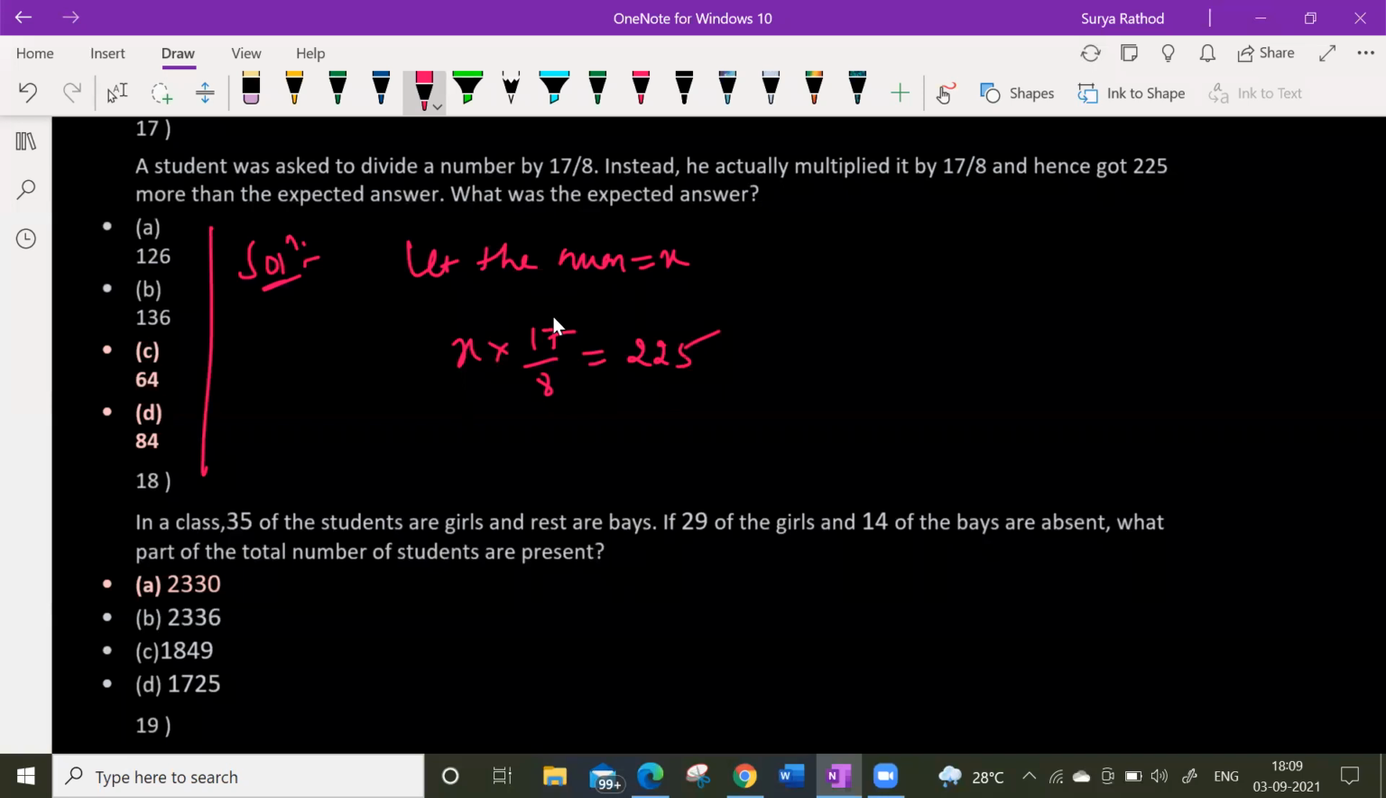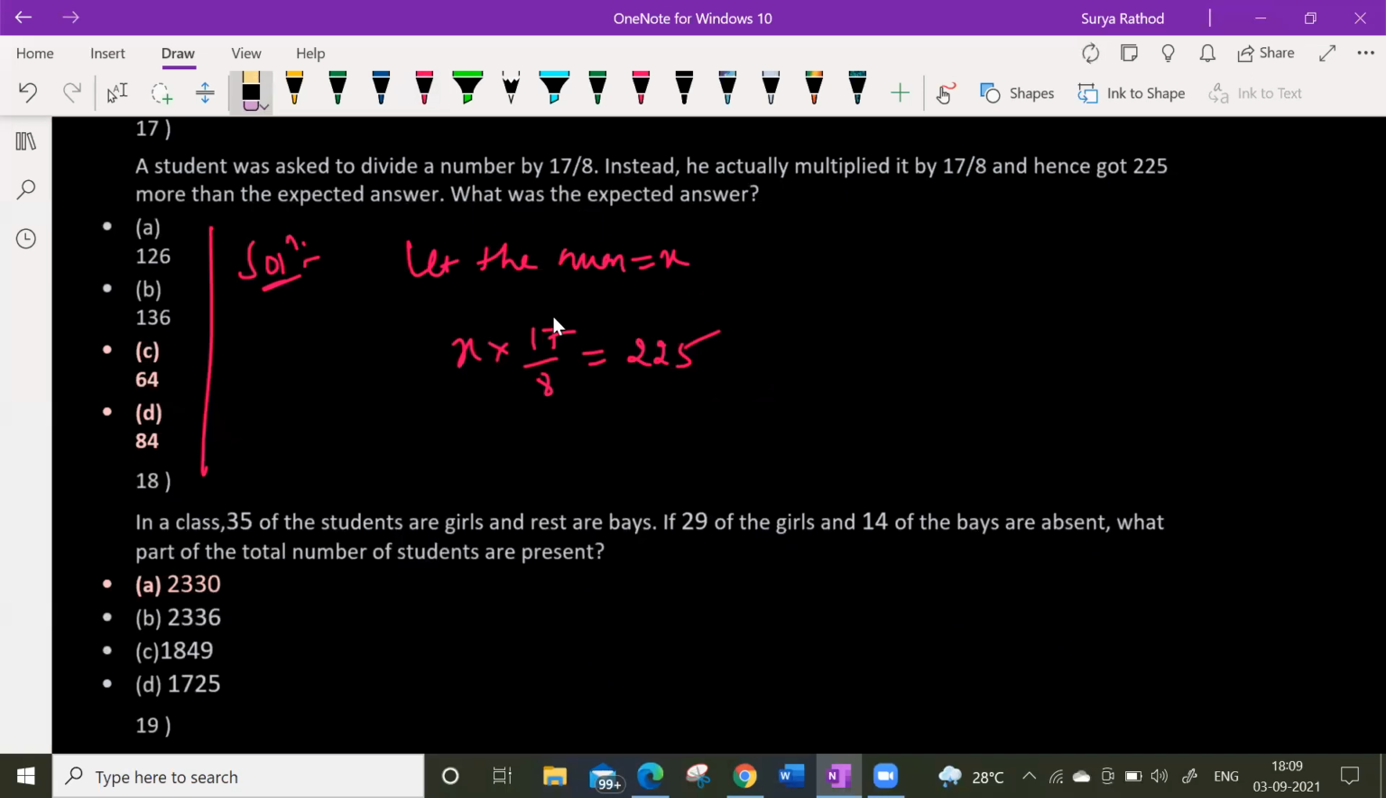Actually, he was asked to divide, but he multiplied accidentally. So this is the condition. He multiplied and got this one. But what he had to do was divide. For dividing, what does he have to add? He has to add, then only everything will be balanced.